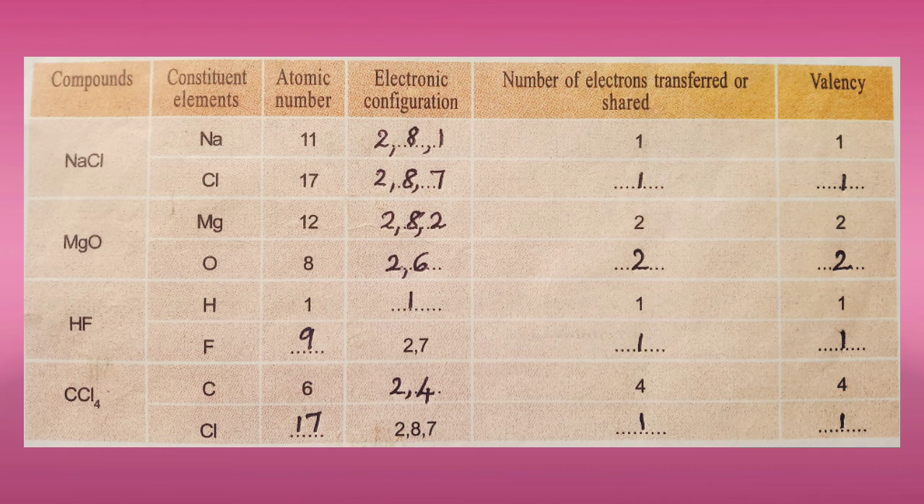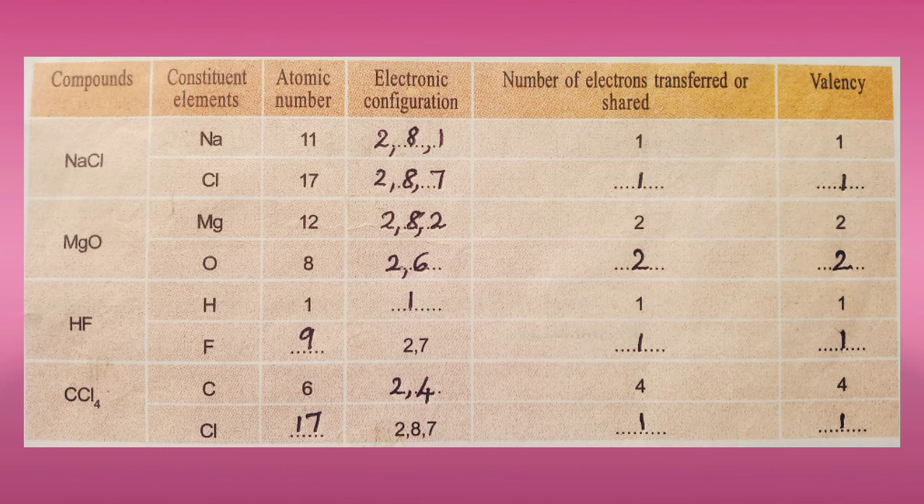The last compound given in the table is CCl4, that is carbon tetrachloride. Carbon, atomic number 6, electronic configuration 2, 4. Chlorine, atomic number 17, electronic configuration 2, 8, 7. In carbon tetrachloride, 1 carbon atom and 4 chlorine atoms are there. Here, the number of electrons shared by carbon atom is 4, hence the valency is 4. The number of electrons shared by each chlorine atom is 1, so the valency of chlorine is 1.